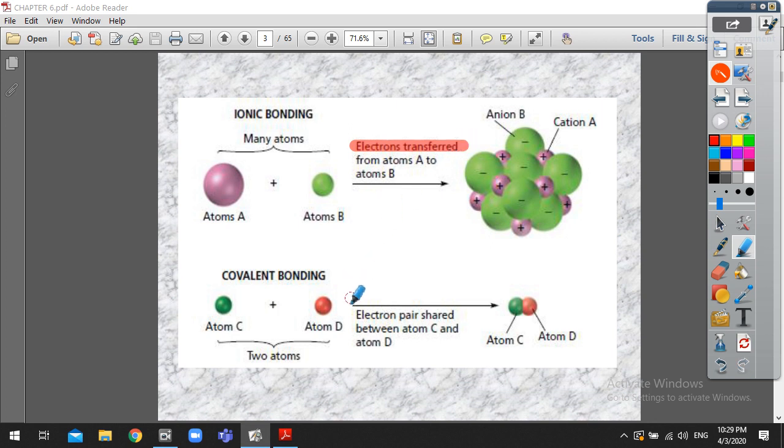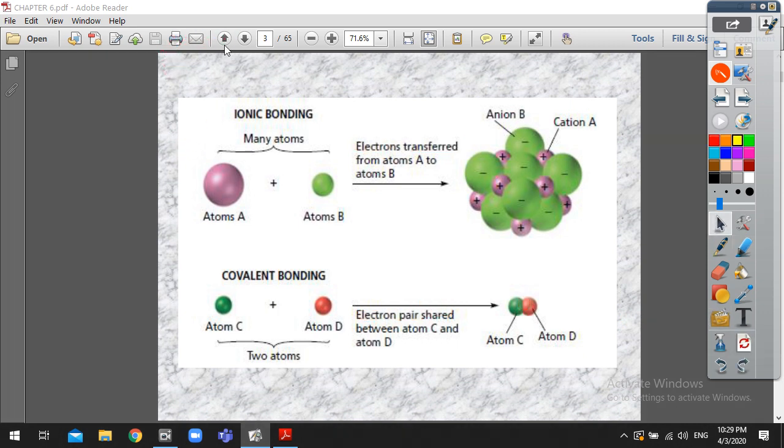Electron transfer. And in covalent bonding, atom C and atom D can be different atoms, can be the same atoms, but must be mostly non-metals. So two atoms share electrons. When they share electrons, they attract each other. We call this attraction covalent bonding.